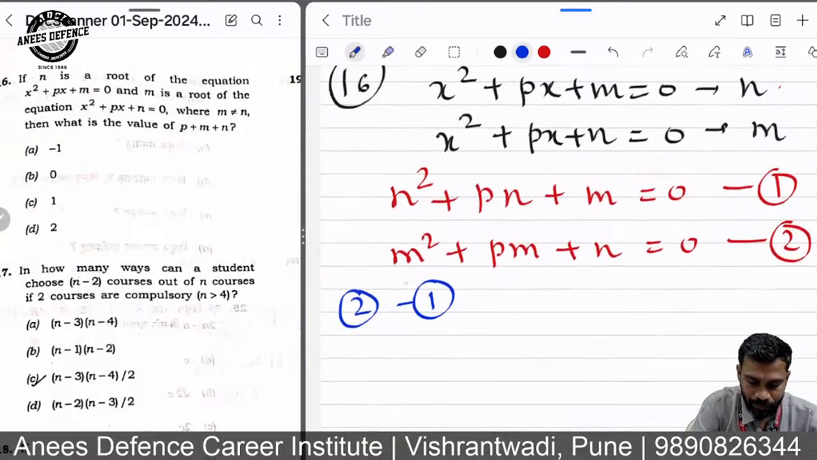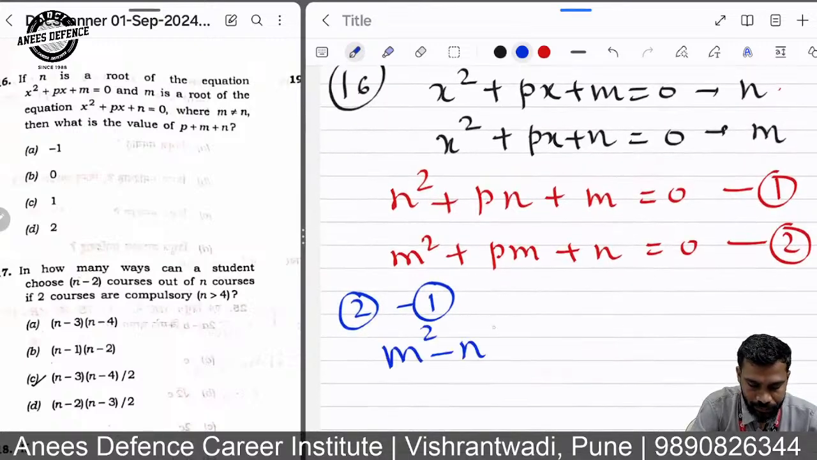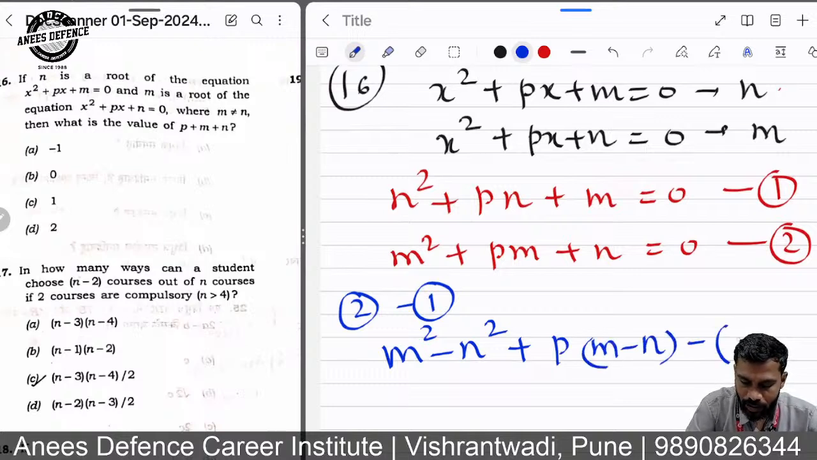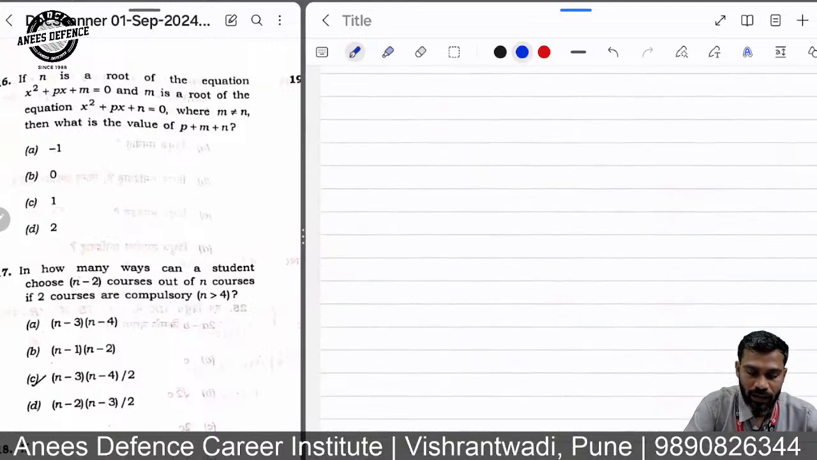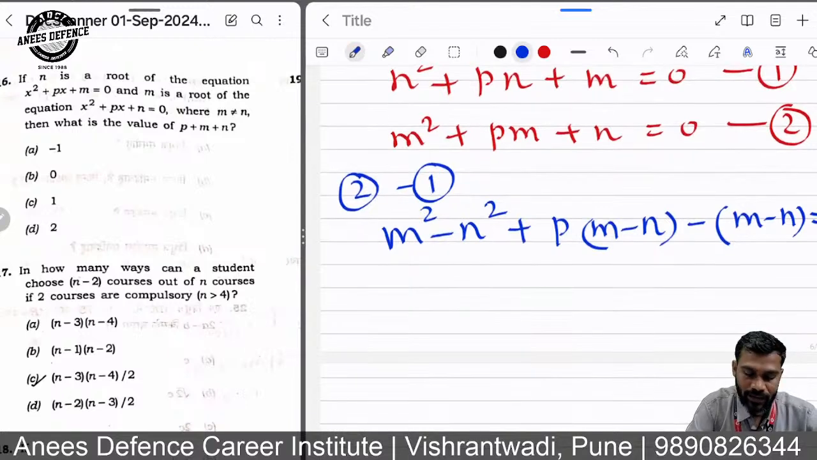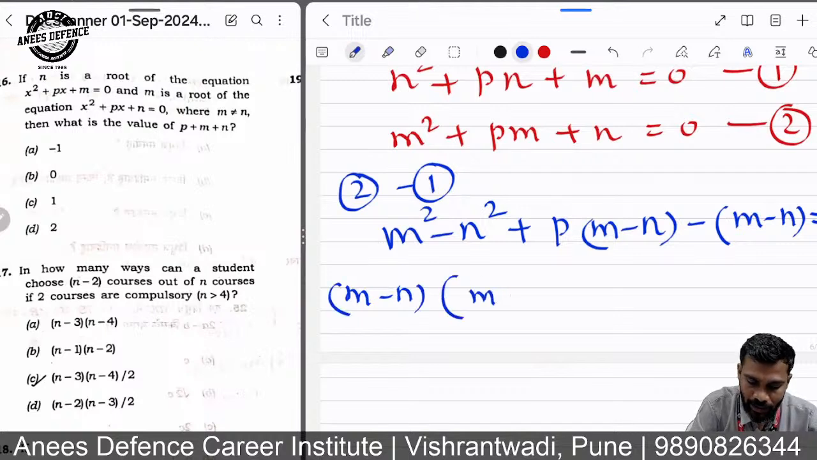So we will be getting m square minus n square plus p times m minus n, and minus, I can take common because we will be getting minus n, right? So I can take minus common. So it will be m minus n again. Now we can just divide the whole equation by m minus n, or I can take m minus n common. So it will be m plus n plus p minus 1 is equal to 0.